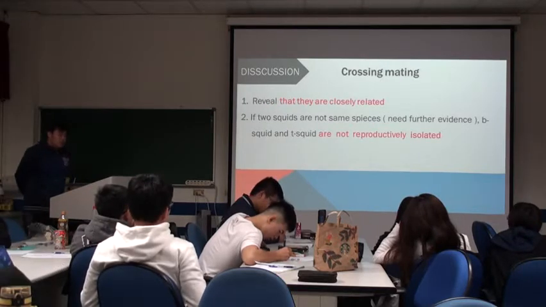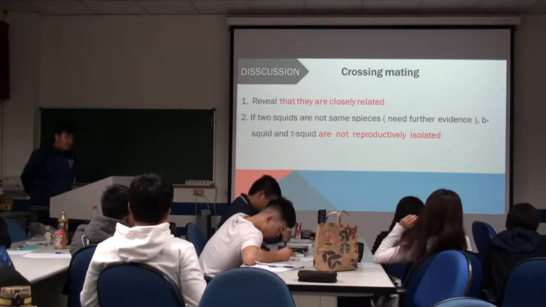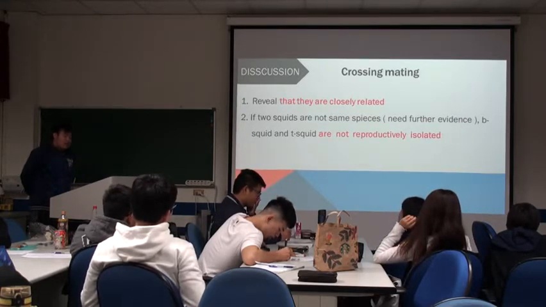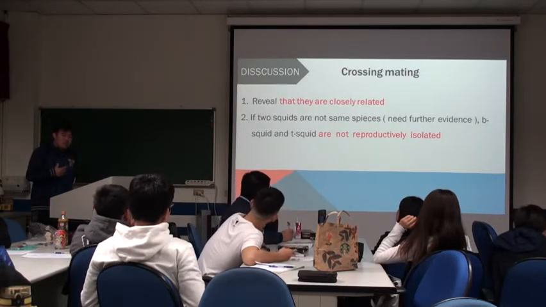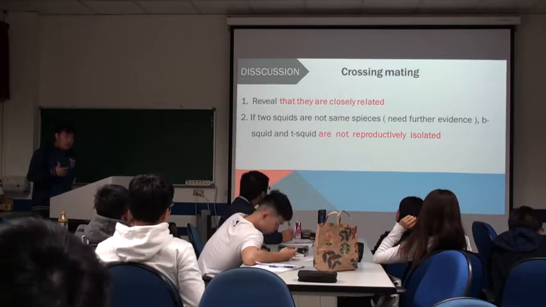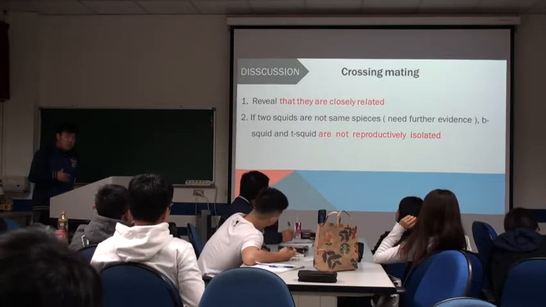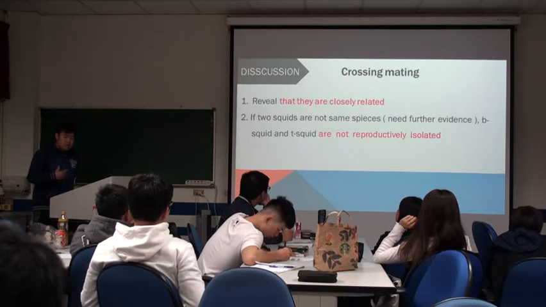And last, the discussion of cross mating. The cross mating reveals that they are closely related. And second, to say whether two squids are the same species, we need more evidence. We can conclude that B squid and T squid are not reproductively isolated.